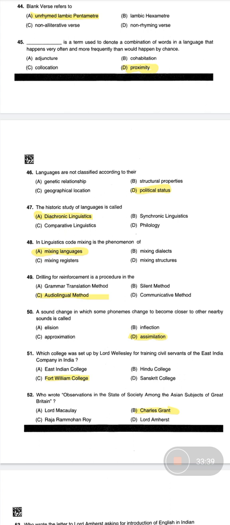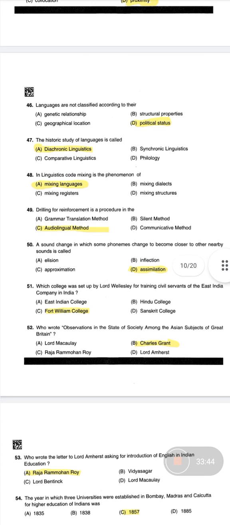Okay. Question number 47. The historic study of language is called diachronic linguistics. Historic study, keep in mind, historic study of language is called diachronic linguistics. Question number 48. In linguistics, code mixing is the phenomenon of mixing languages. Code mixing means mixing languages. We are mixing two languages together. Nowadays, everyone is code mixing. Keep in mind, code mixing means mixing languages.